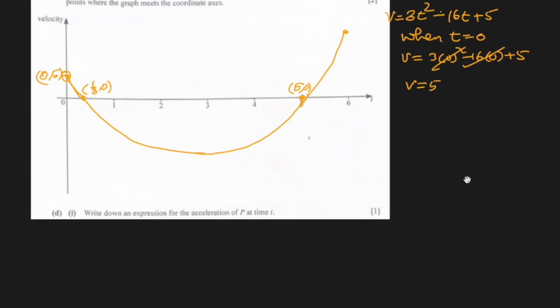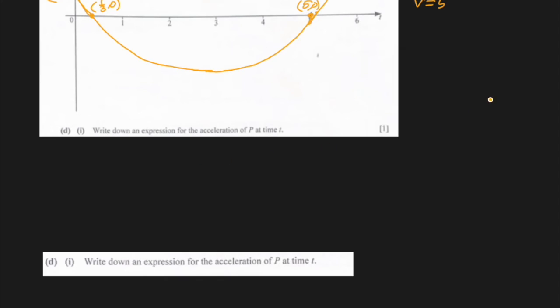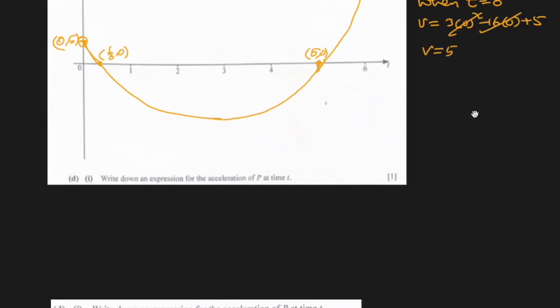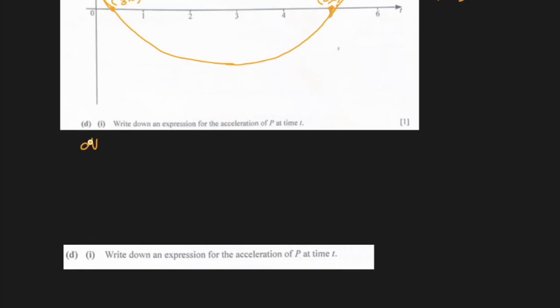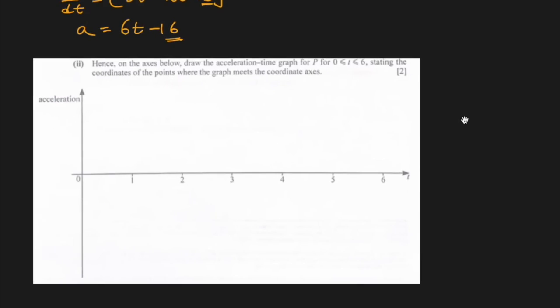Write down the expression for acceleration. Okay, so basically the one we got just now, v equals 3t squared minus 16t plus 5, so dv over dt will be the differentiation of that. So how much will it be? Acceleration is 6t minus 16, and the differentiation of 5 is 0, so 6t minus 16. This is the expression for the acceleration.